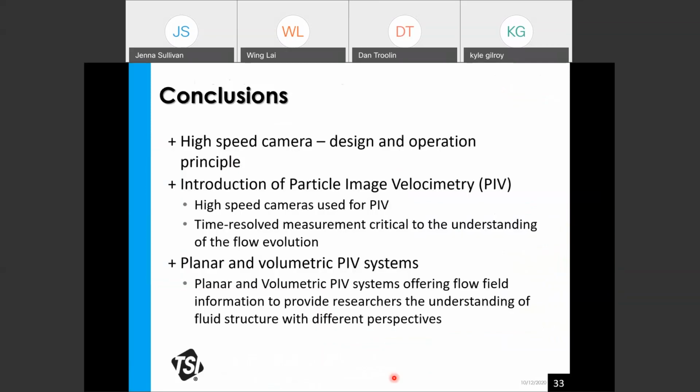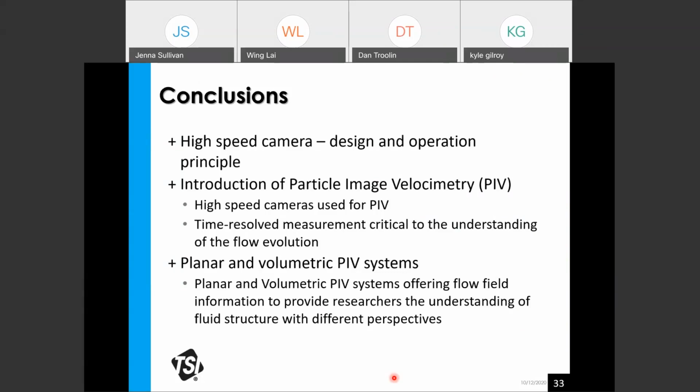So with that, I'd like to conclude the discussions that we had. We talked about the high-speed cameras, the design, and how high-speed cameras actually operate. We also had an introduction of the PIV systems, and how the PIV systems can benefit from using high-speed cameras. Having time-resolved measurements is very important to understand what the flow field looks like and how it evolves with respect to time.